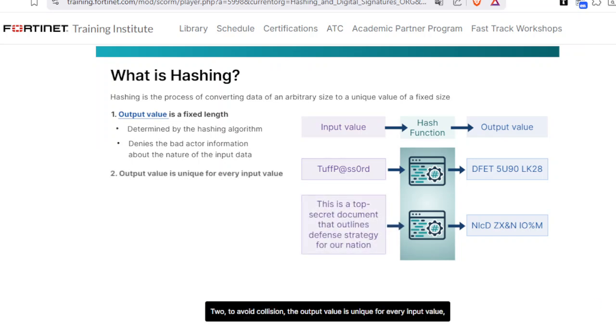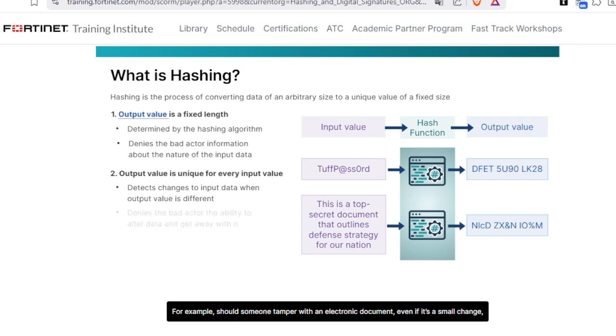2. To avoid collisions, the output value is unique for every input value, just like a fingerprint is unique for every human being. This feature makes hashing very useful when you want to detect changes to data. For example, should someone tamper with an electronic document, even if it's a small change, when comparing the hash output of the original document with the output of the altered document, you'd see that the two outputs are completely different and be alerted to the tampering.